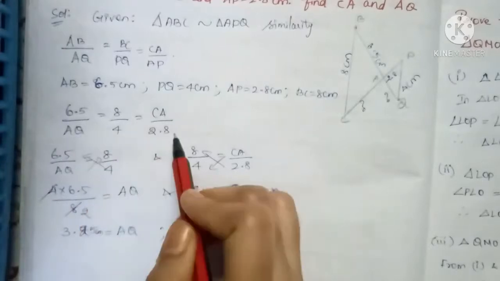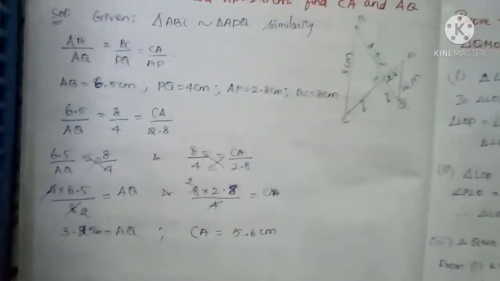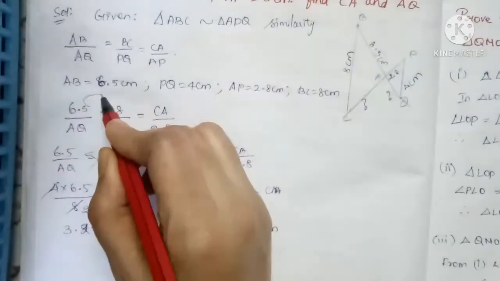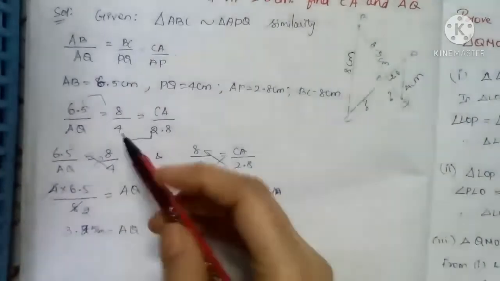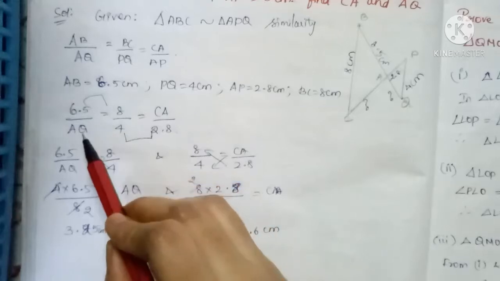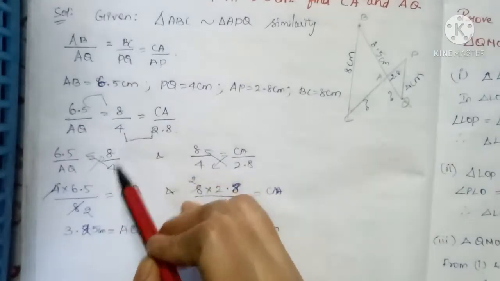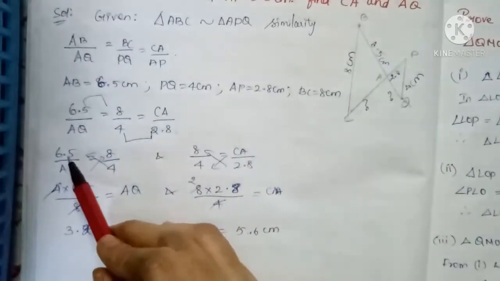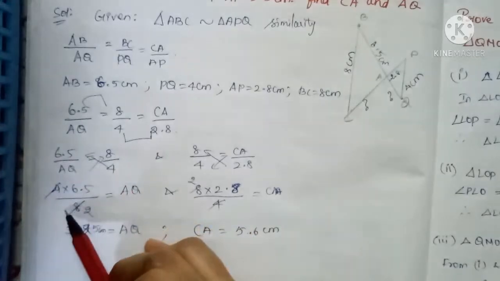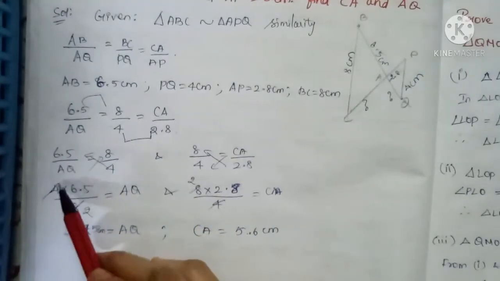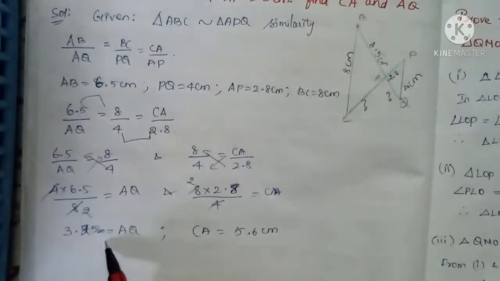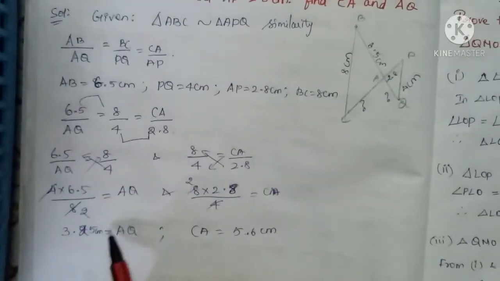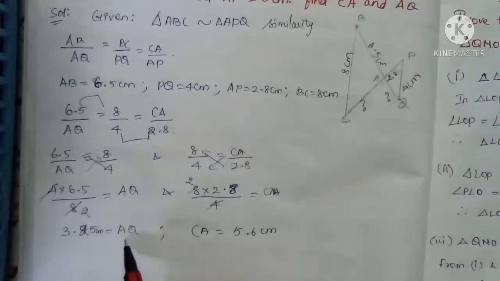Now these are the two unknown values, AQ and CA. So equate the first two terms, and then the last two terms. Now do the cross multiplication. 6.5 by AQ is equal to 8 by 4. 6.5 into 4 divided by 8 is equal to AQ. Cancel this, we'll get 2, and then we'll get 3.25 centimeter. Here the value of AQ is 3.25 centimeter.